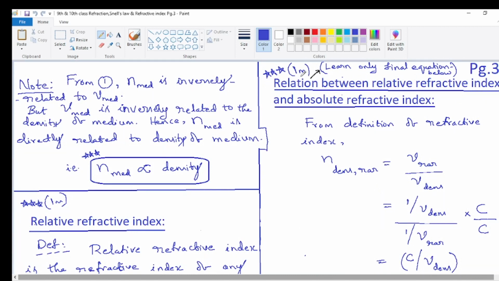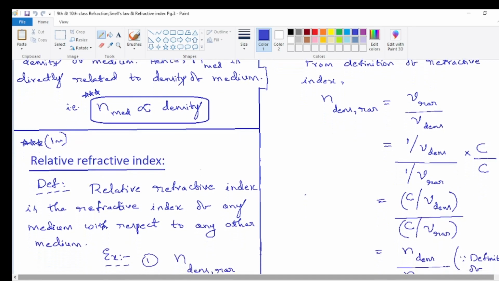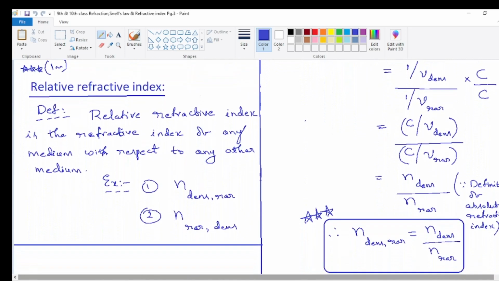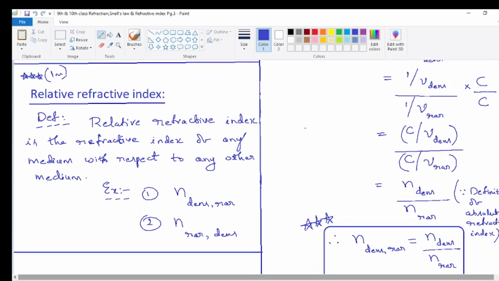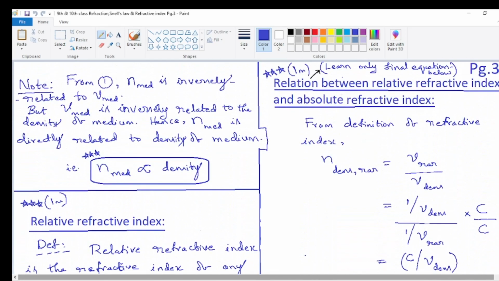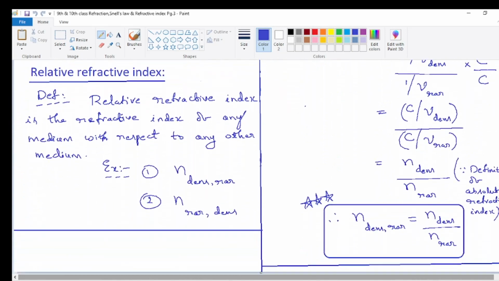Next thing is the relation between relative refractive index and absolute refractive index. This carries only 1 mark, so learn only the final equation below. The entire explanation and derivation is not required. This is a small derivation, and derivations are very powerful for increasing the understanding, very good derivations, but because it carries only 1 mark, just the final equation is sufficient. This is the relative refractive index, and this is the absolute refractive index of denser medium and rarer medium. Just 1 equation is sufficient.